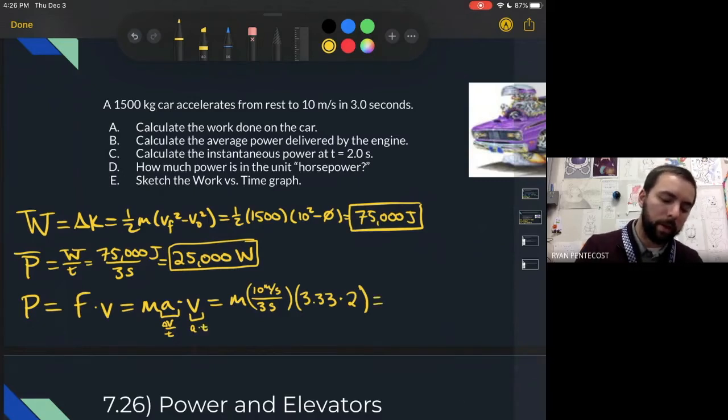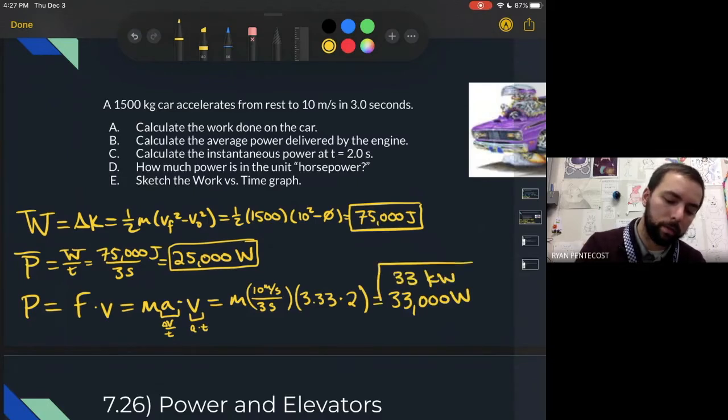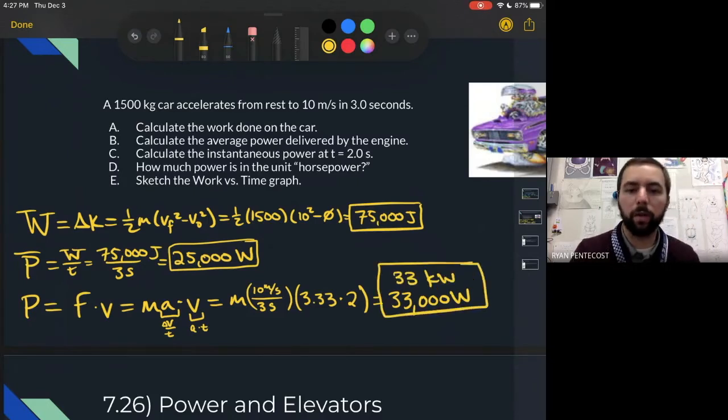So if we break that down and take our mass as 1,500 kilograms, we will get approximately 33,000 watts, or 33 kilowatts. Not quite to gigawatts yet. So this kind of raises an interesting question, though. Why is our instantaneous horsepower so much larger than our average horsepower?